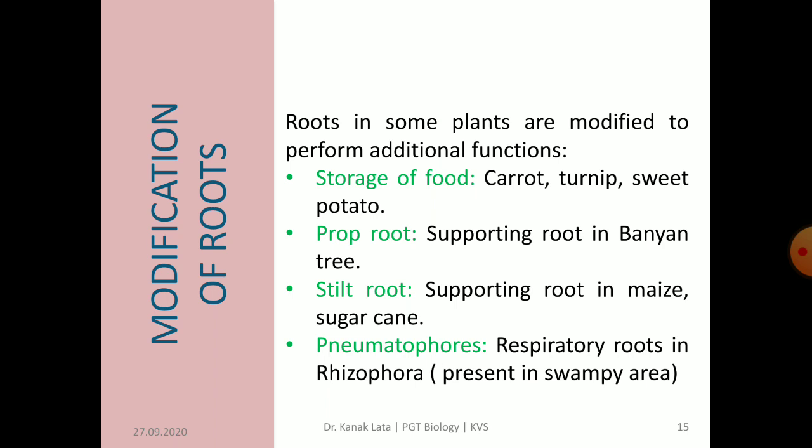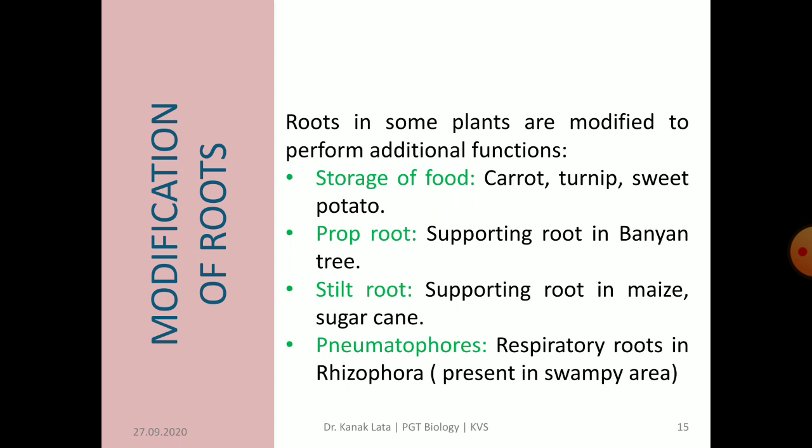So first is the storage of food, as it is seen in carrot, turnip, sweet potato, beet, etc. Next is prop root. It is seen in banyan, as we have discussed earlier, as supporting roots. Another one is a stilt root, that is seen in maize and sugarcane as supporting roots.